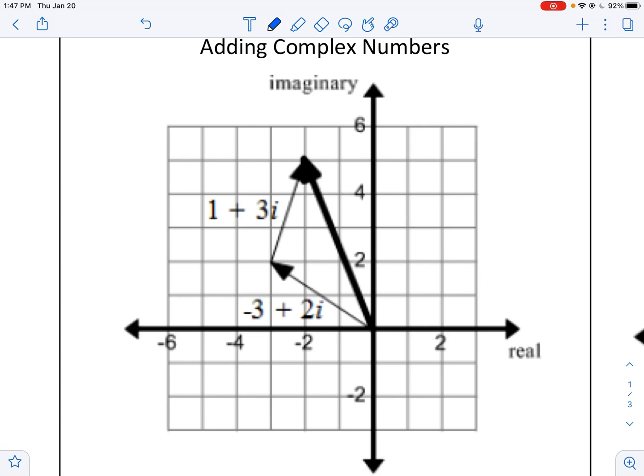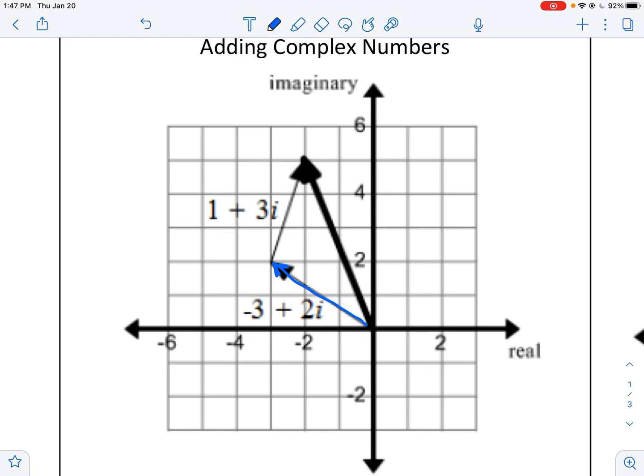So if you remember, to graph a complex number like -3 plus 2i, we have your real axis and your imaginary axis. So you're going to go left 3 and up 2, and then you draw the vector that goes from the origin to that point. So that's how you graph the first one.